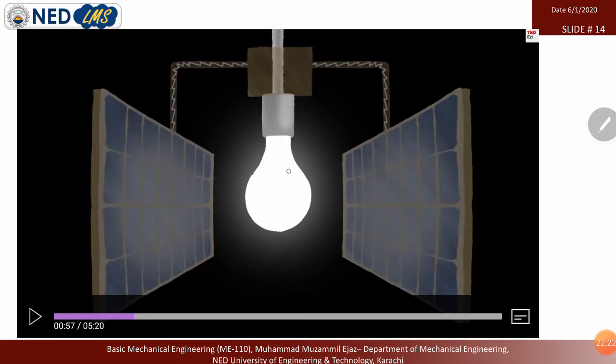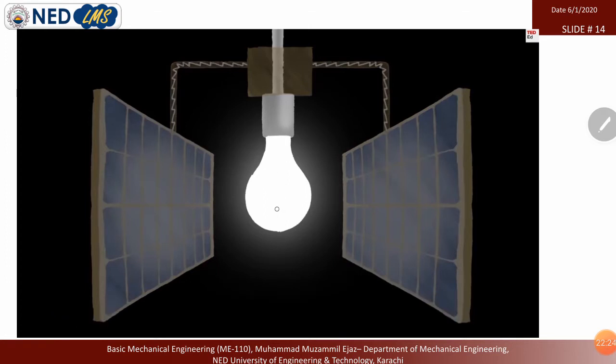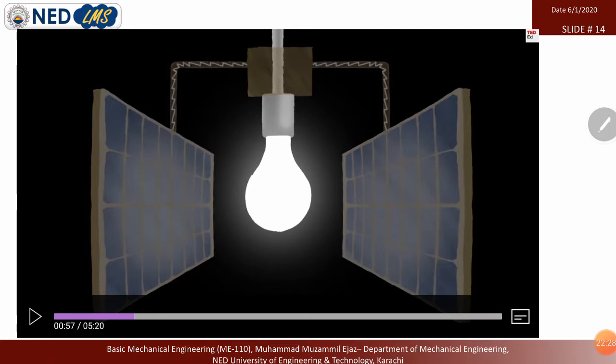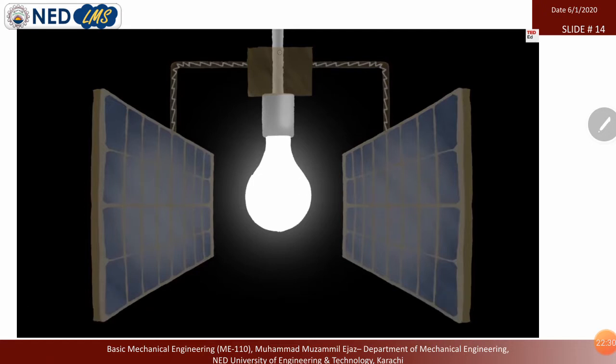Like in this case, the glowing light is transferred as light energy into the solar panel. The solar panel produces electricity which can light up this bulb. So it can continuously run by the concept of perpetual.